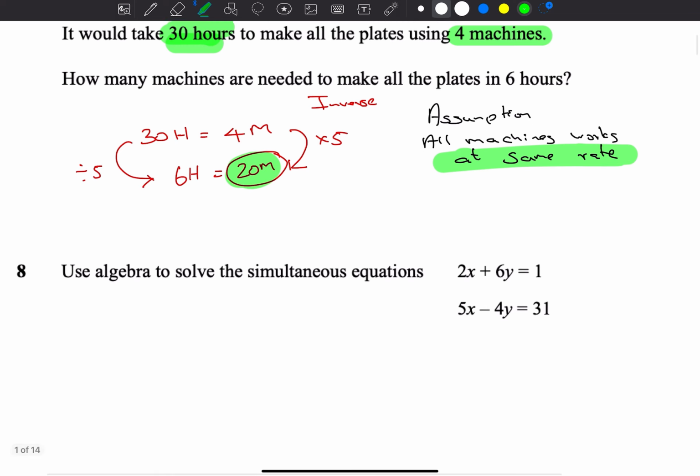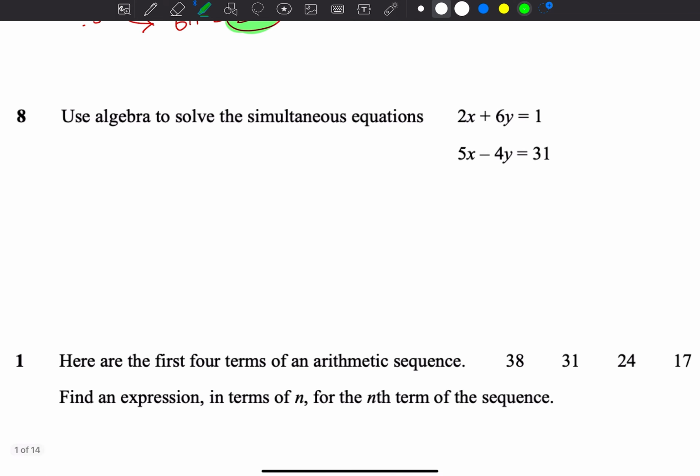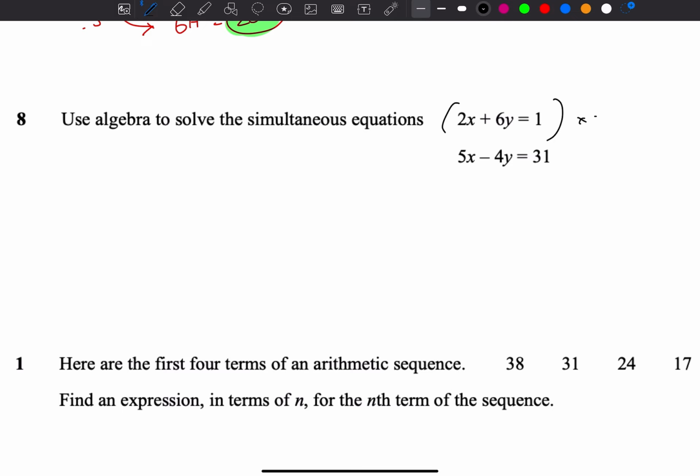Okay. Next one, solving simultaneous equations. Easy. We'll make the x the same, so times here by 5 and times here by 2. That will give you 10x plus 30y equals 5, and that will give you 10x minus 8y equals 62.